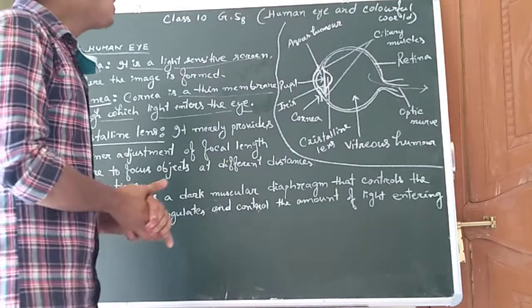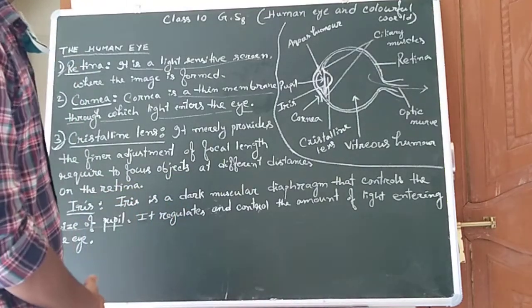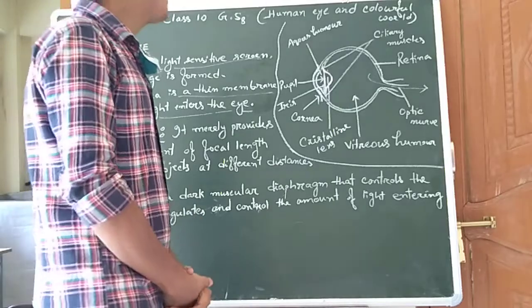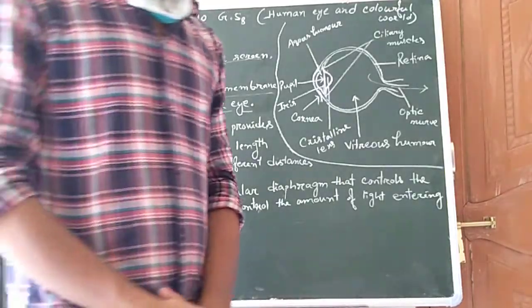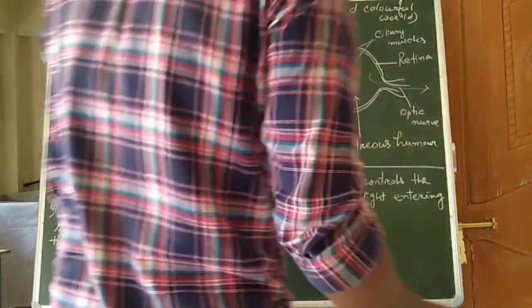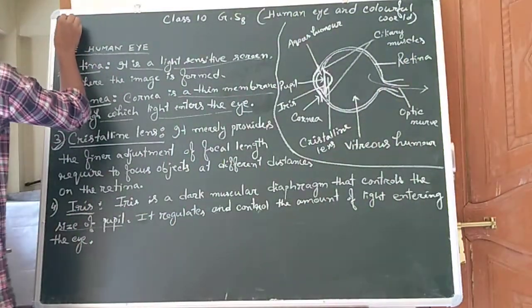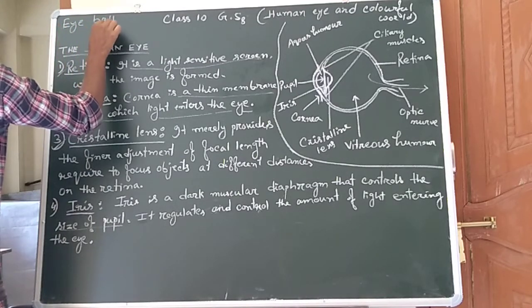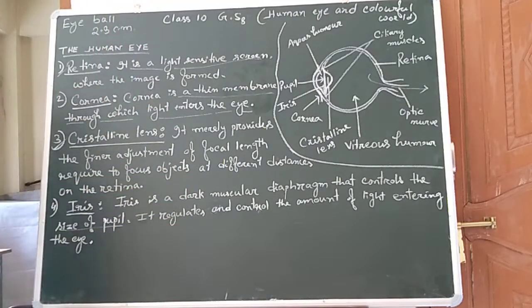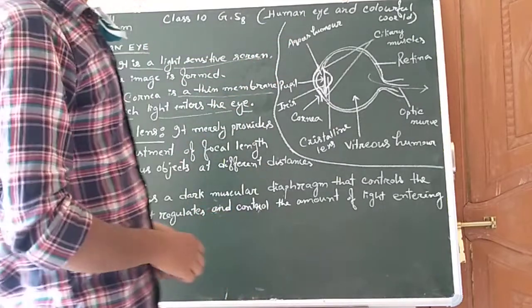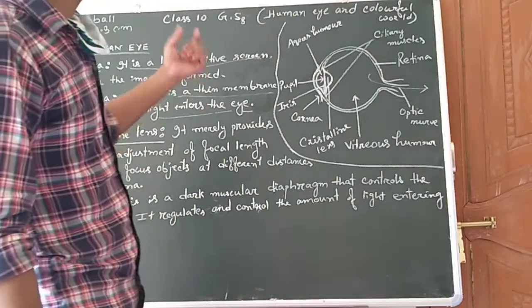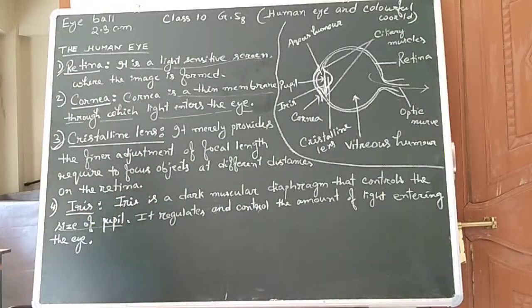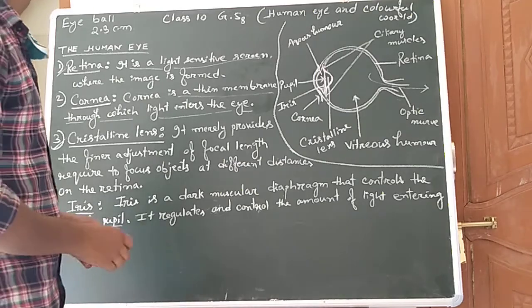Now our human eye consists of an eyeball. It is a spherical shaped eyeball, and the diameter of this spherical eyeball is around 2.3 centimeter. You have to remember that the diameter of our eyeball is about 2.3 centimeter. It is like a spherical body. After that, our human eye has different types of parts. We are going to discuss these parts, their functions and definitions.